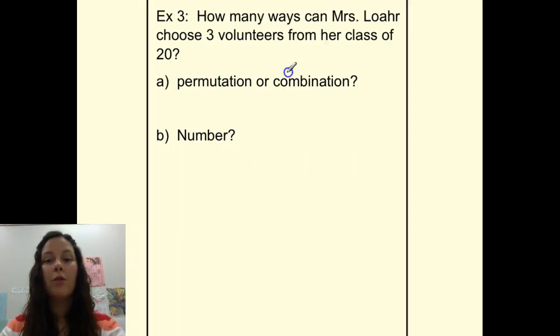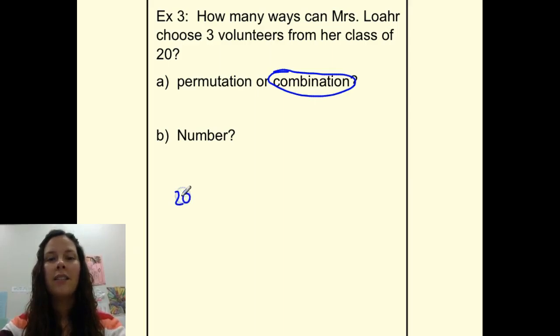Next example, if I'm choosing volunteers, does the order in which I choose my volunteers matter? This would be a combination, because depending on the job, if I need all 3 of them to do the same thing, the order in which I choose them doesn't matter. So we have 20 students in the class, and we are choosing 3 of them to volunteer for me. This would give us 1,140 different ways that I could choose 3 volunteers from a class of 20.